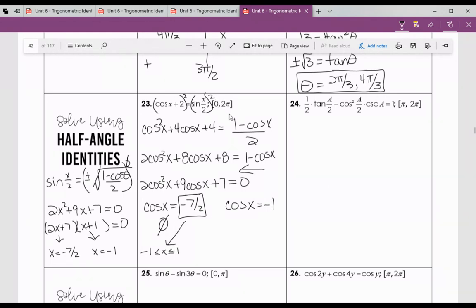Here, I need to consider my restrictions, so 0 to 2 pi. I need to find out where cosine is negative 1, and the only place that has a negative 1 as its x value is at pi. So x equals pi is the only answer that I get for that half angle problem.